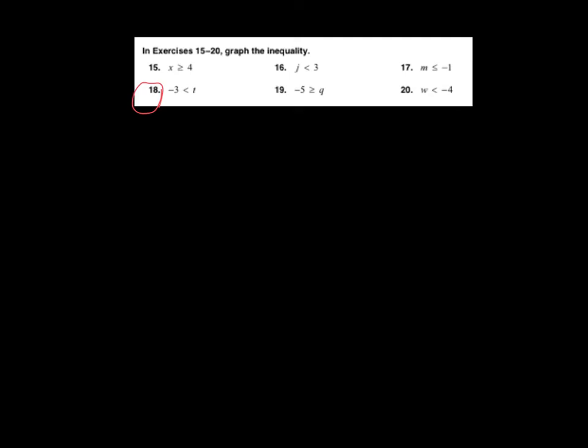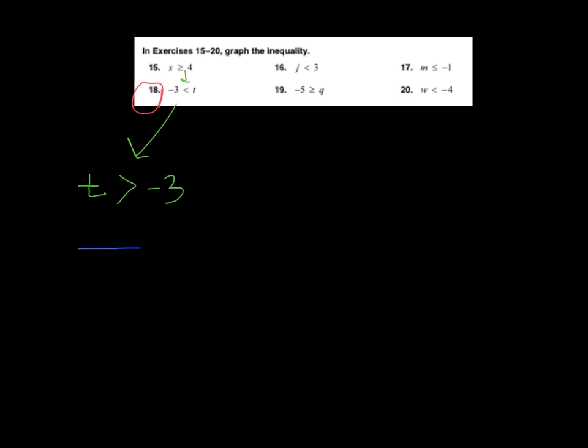So notice on number 18, it says negative 3 is less than t. And remember, t represents a number. So negative 3 is less than the other numbers. Well, that doesn't really help me. We want to represent the numbers that would work for t. So I'm going to rewrite this with t on the left. Remember, I encouraged you to do that whenever we were working in class. So when you rewrite, it should be that t is actually greater than negative 3, because you have to take that inequality and flip it around whenever you rewrite. So now we have all real numbers that are greater than negative 3.